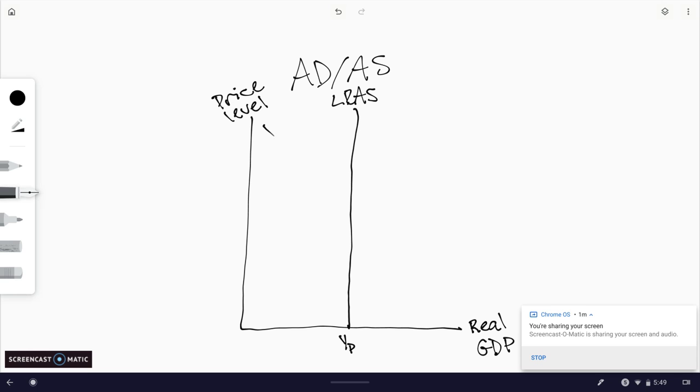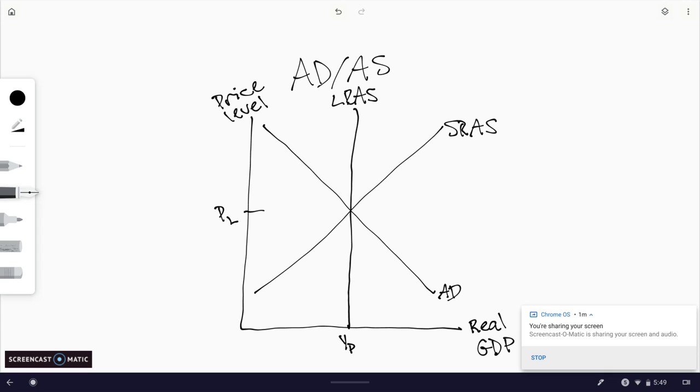Then we're going to have a downward sloping aggregate demand curve, and an upward sloping short run aggregate supply curve. Now, the point where they all intersect on the y-axis is going to be labeled P sub L, meaning price level. This is pretty much all you need to know for the aggregate demand, aggregate supply curve.